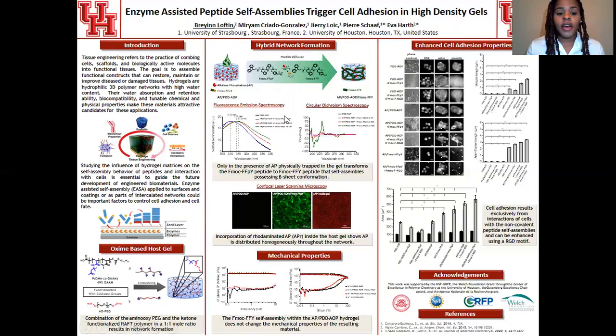And so we began by first developing a host gel, and this network is PEG-based, and it uses oxime click chemistry in order to form this very densely cross-linked polymeric network known as a hydrogel.